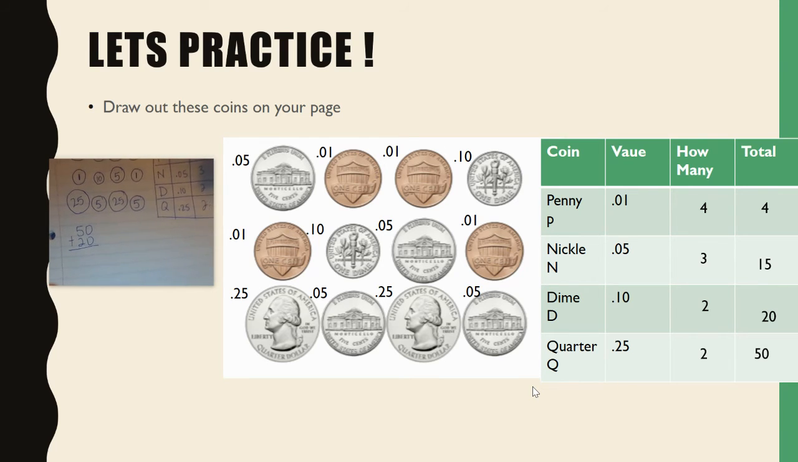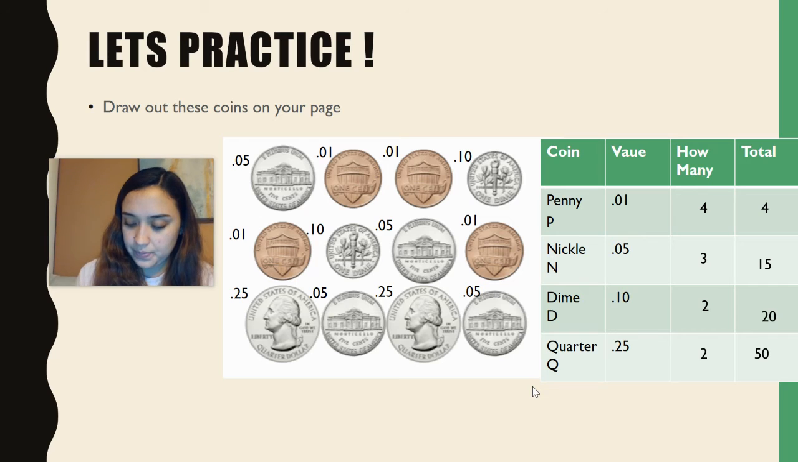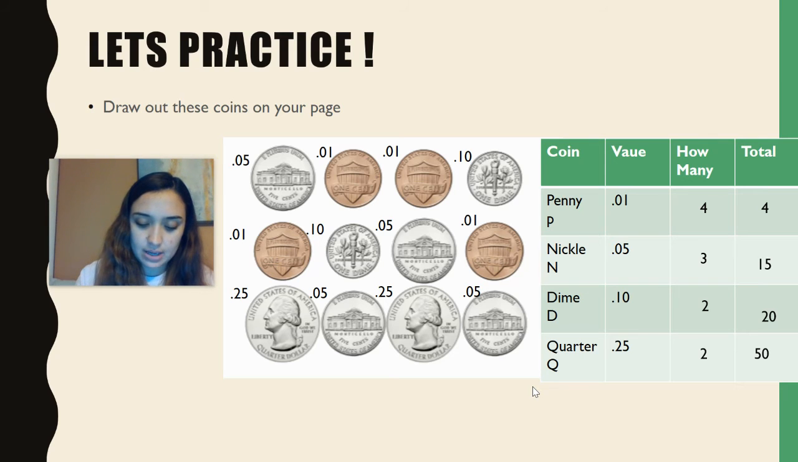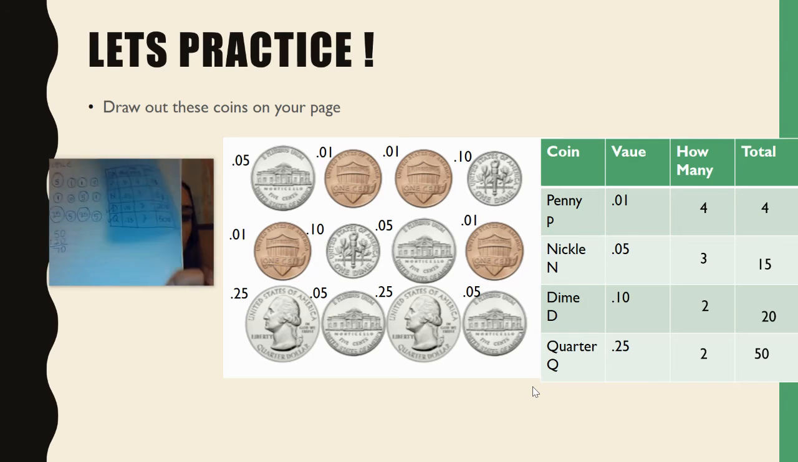All right, hopefully you got the answer to this one. So this should be 70 cents, right? So we have 70. And I added together my quarters. So I'm going to check off my quarters and check off my dimes because I added those two, quarters and dimes. 50 cents plus 20 cents gives me 70.